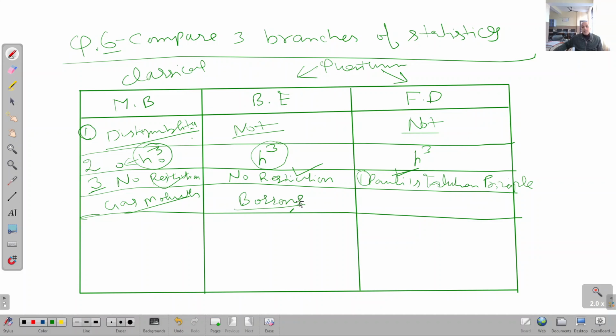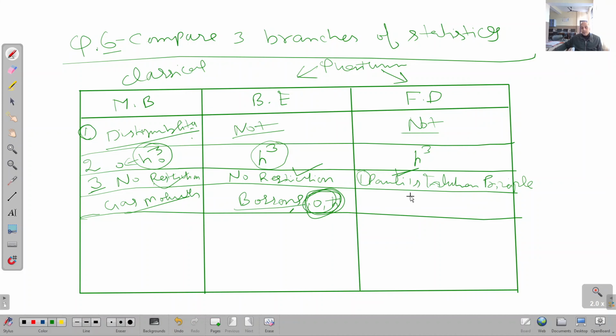Clear? Which particles are bosons? The very prominent example of a boson is a photon. Clear? Those particles which have either zero or an integral spin. I have told you in detail the concept of spin, spin angular momentum, right?